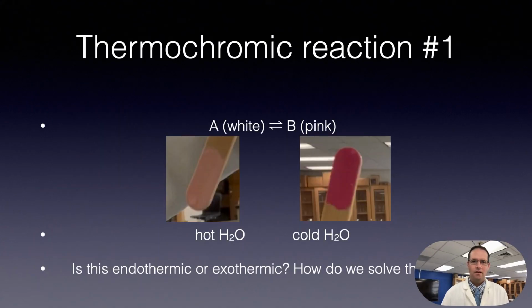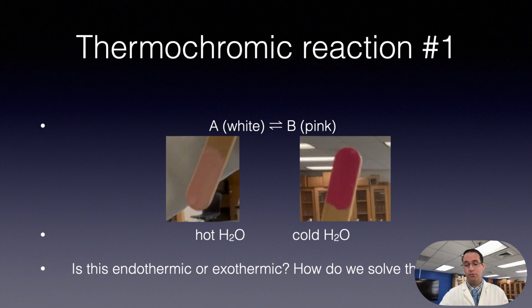So now let's discuss the thermochemistry of this. Here's thermochromic reaction number one. Thermochromic, by the way: thermo means heat and chromic means color changing. So it's a color changing reaction. In thermochromic reaction number one, in hot water we had this white color, and in cold water we had this pink color. So I'm writing the reaction there: A in parentheses white, in equilibrium with B, which is pink. So is this endothermic or exothermic?